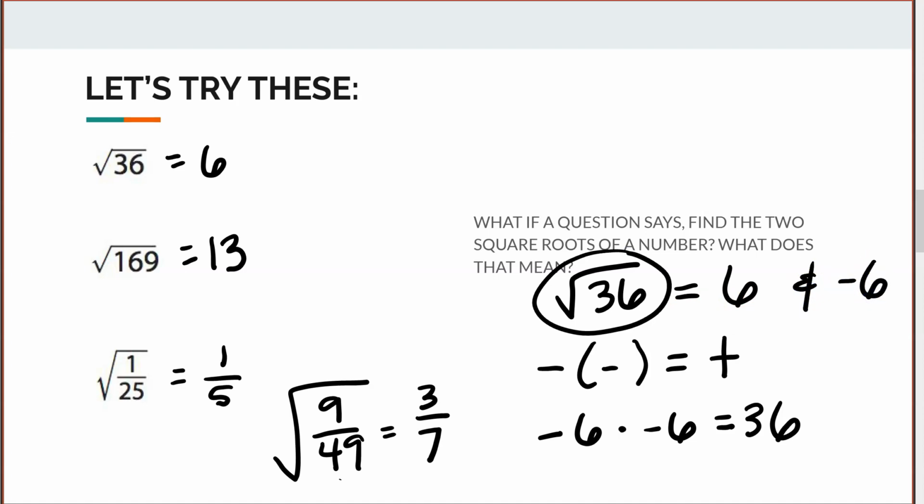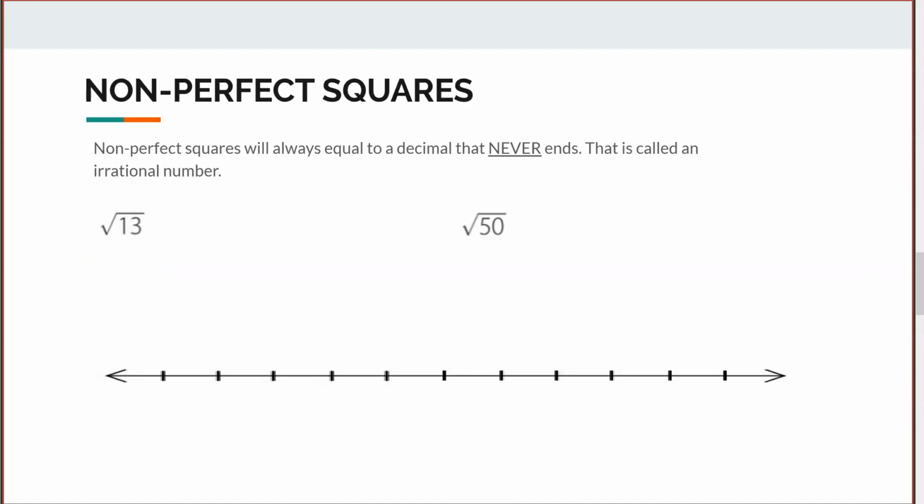All right, so hopefully you do understand that. All right, let's go ahead and move on to the next one. Now, just like in real life, you have perfect stuff and then you also have non-perfect stuff. So in math, you have perfect squares and now you have non-perfect squares. Well, what does that mean? Well, non-perfect squares will always equal to a decimal. So that's the big thing. Non-perfect squares will always equal to a decimal that never ends. That is called an irrational number.